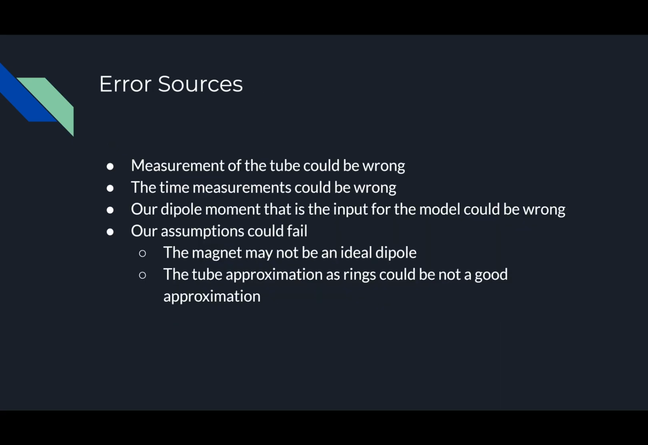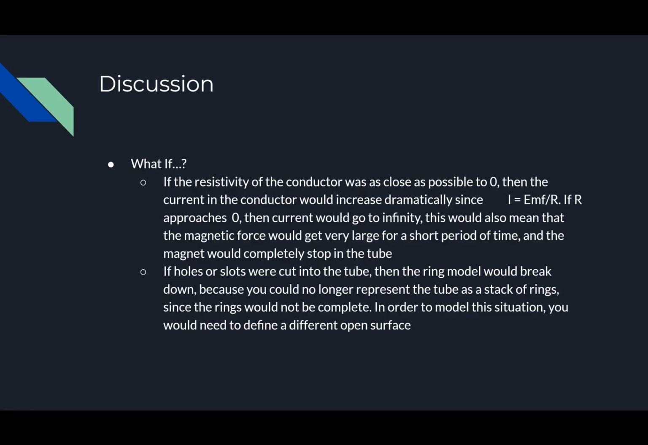Error sources: measurement of the tube could be wrong, the time measurements could be wrong, the dipole moment that is input for the model could be wrong, or our assumptions could fail, which means the magnet might not be an ideal dipole, or the tube approximation as rings could turn out to be bad.